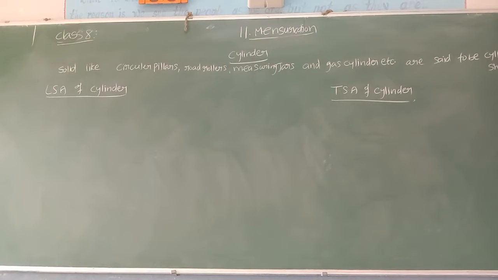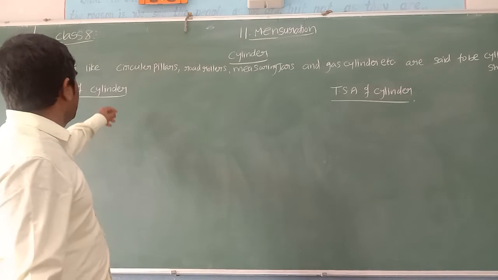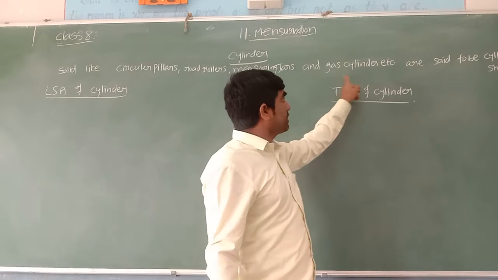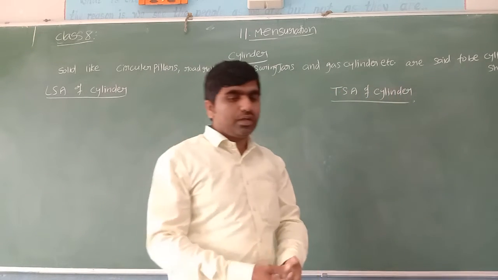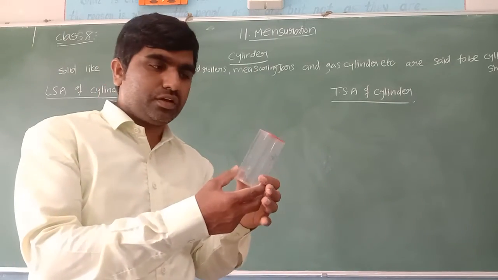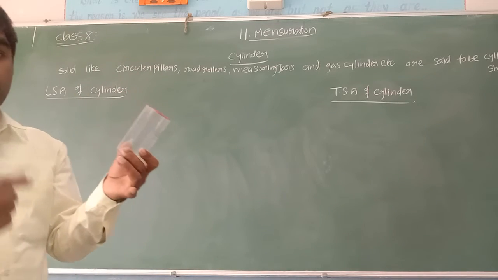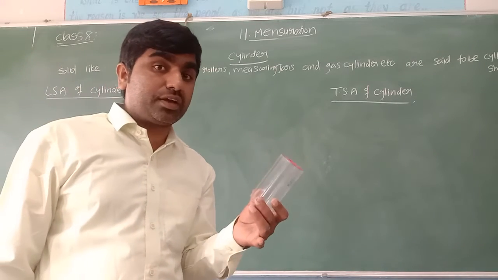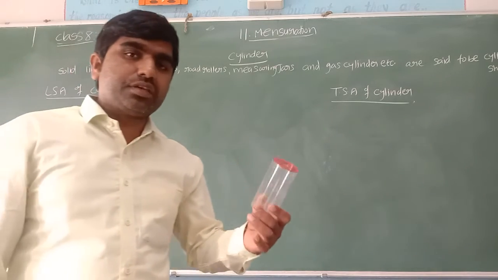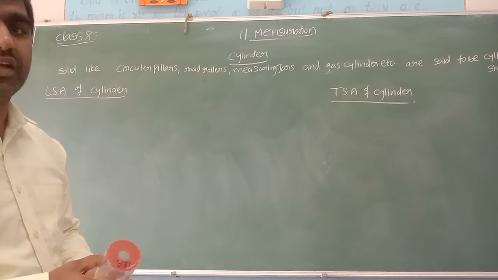Yes, children, let's see one more 3D figure, which is the cylinder. What is meant by a cylinder? A solid like circular pillars, road rollers, measuring jars, gas cylinders, etc. are said to be cylinder shaped. When an object is like this shape, it is called a cylinder. We can see many objects like this in our daily life: a tube light, petrol tankers and water tankers are also in cylinder shape.